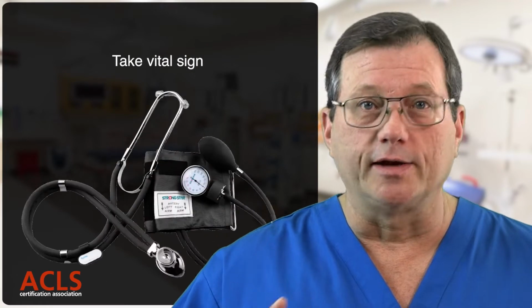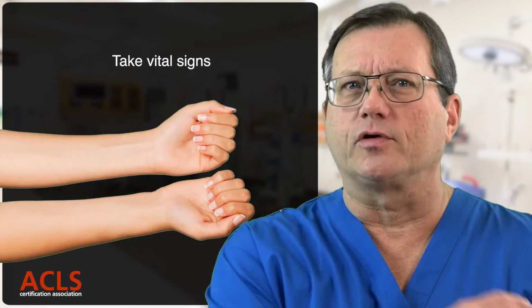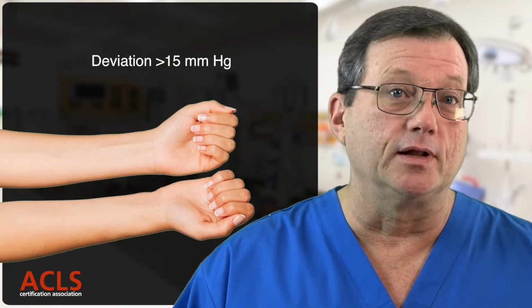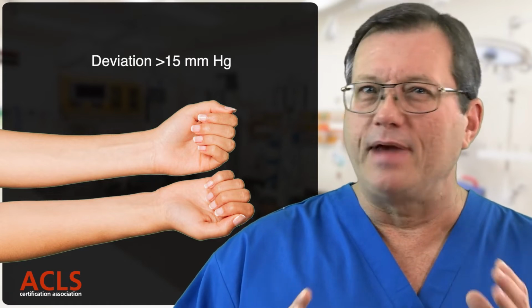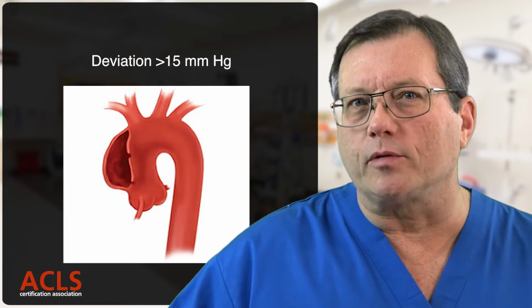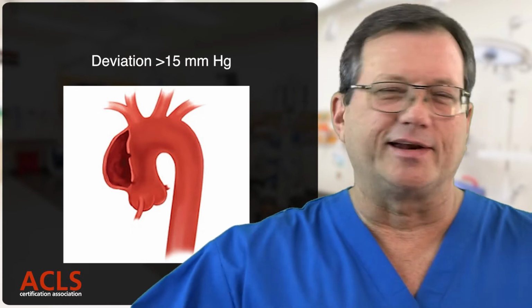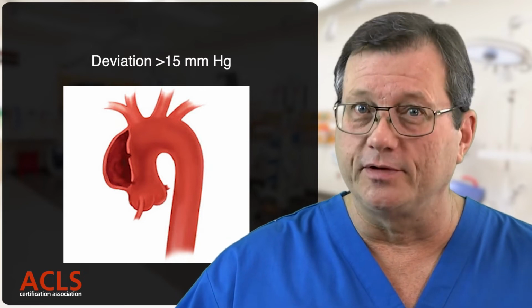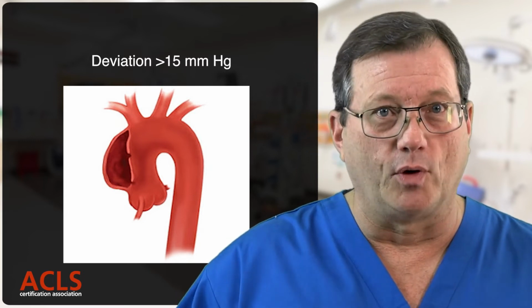First, you want to get a set of vital signs on your patient. And when it comes to blood pressure, a good habit is to take a blood pressure in each arm and look for any deviation greater than 15 millimeters of mercury, as this may suggest a dissecting aorta. And especially in the older population, the symptoms between a dissecting aorta and an AMI can be kind of vague. We don't want to miss something, so remember, pressures in both arms.